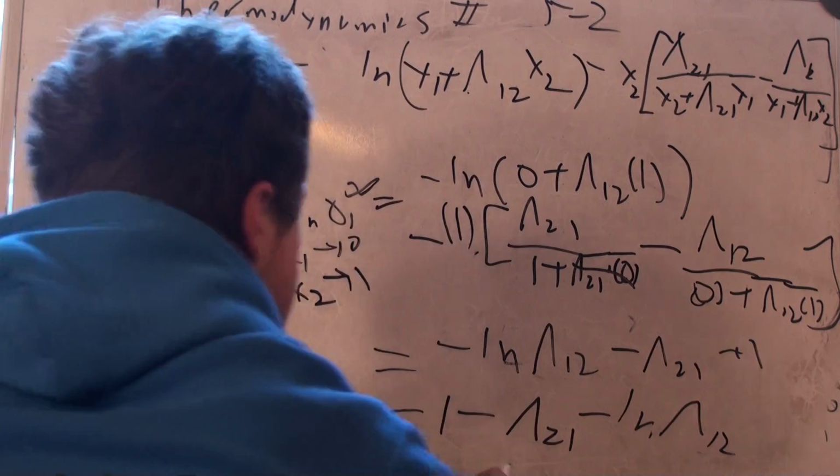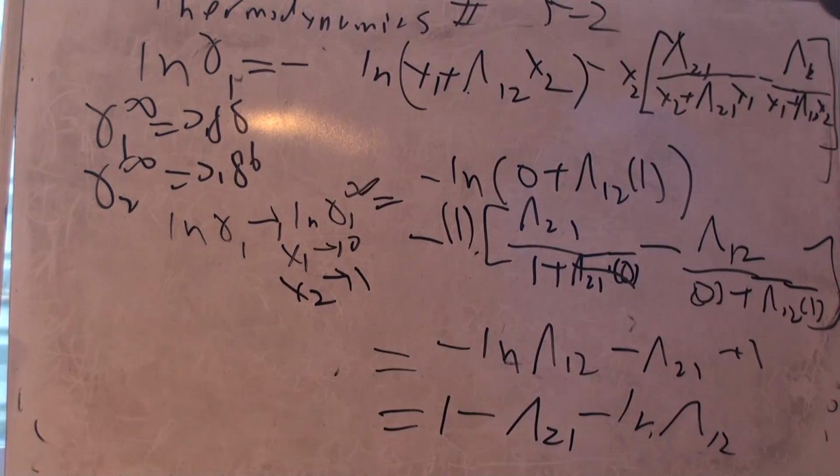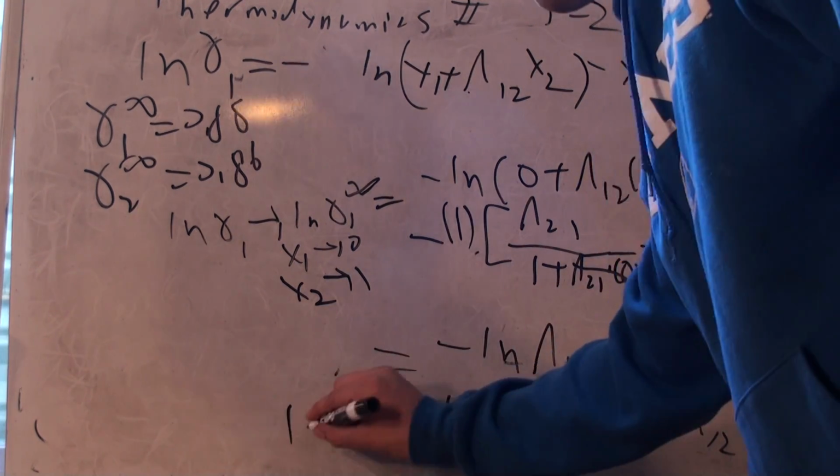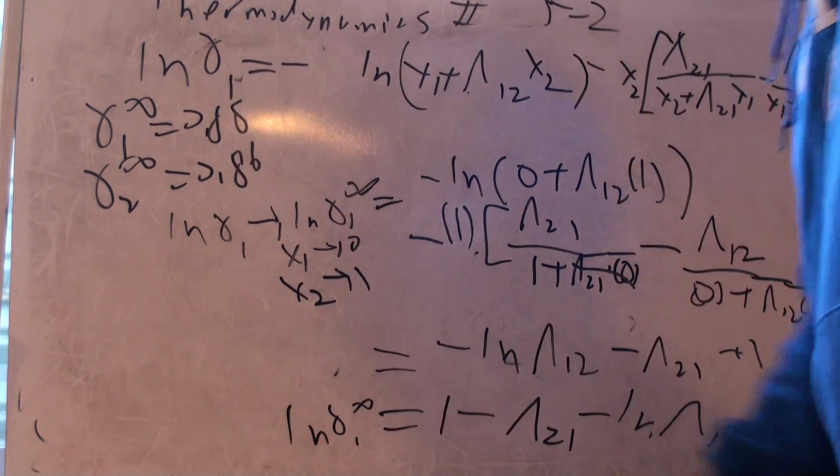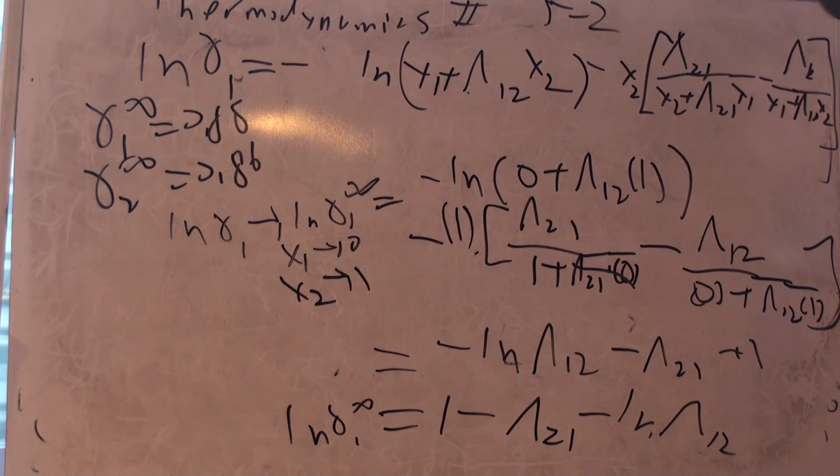Lambda 1, 2. Something you can notice here, based on this notation, is that my lambdas can never be negative. Otherwise, they won't represent something real. I'll get an unreal number. So this is equal to natural log of gamma 1 infinity. Well, I need the other equation. So I basically do the math exactly the same way, but backwards.